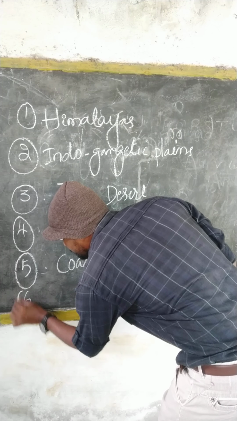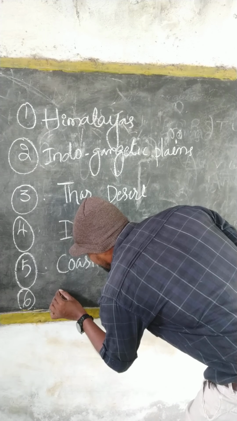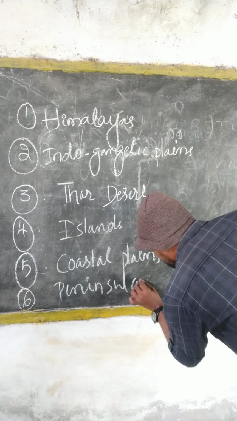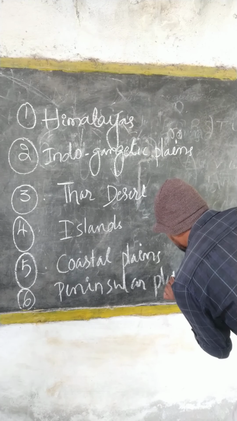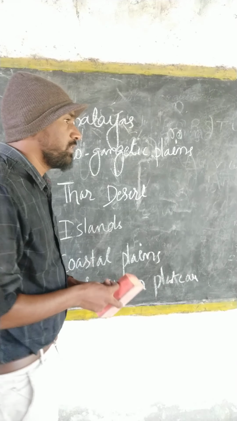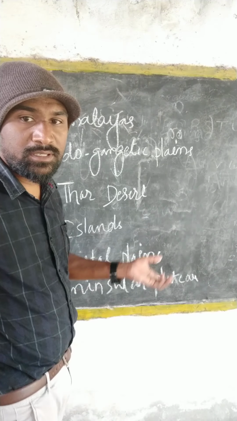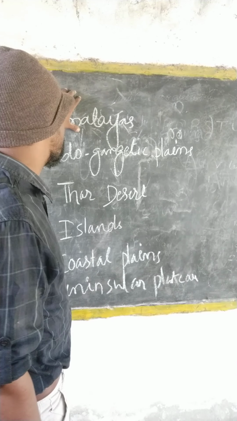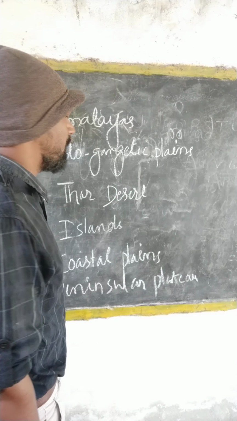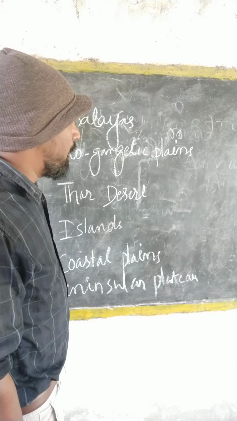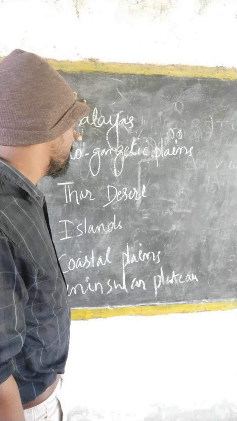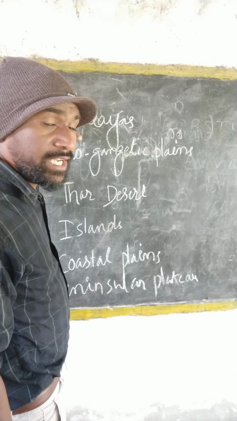So sixth one is Peninsular Plateau. So those are the relief features of India. My dear children, once again I repeat, you should note this down. So Himalayas, I already explained the total history behind this. Himalayas are the young mountains. All the great peaks are in these Himalayas. It is a very young folded mountain.